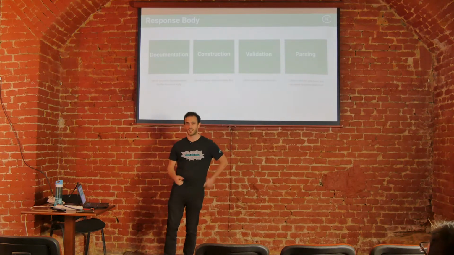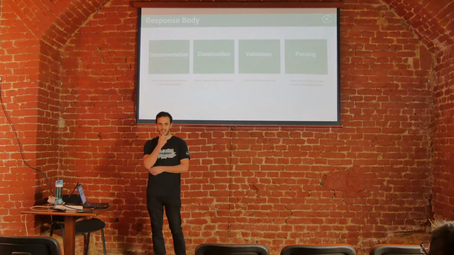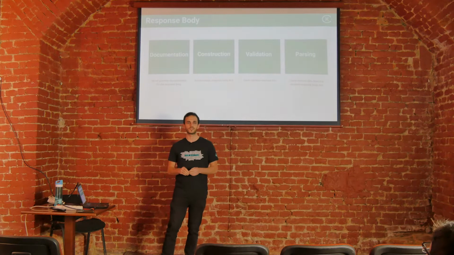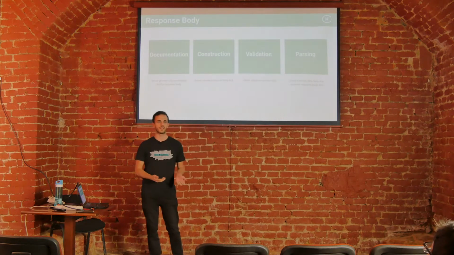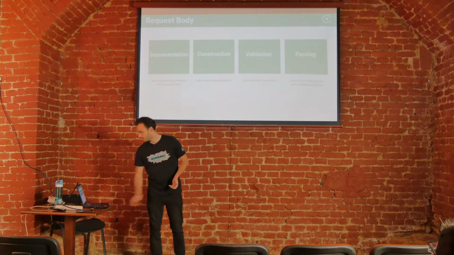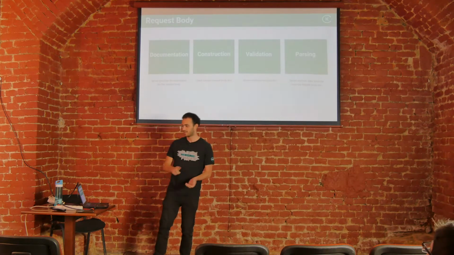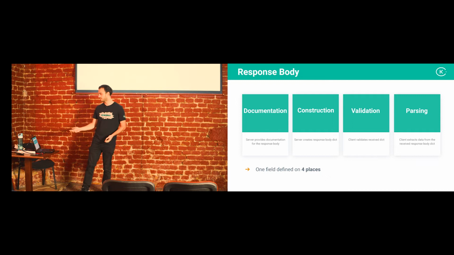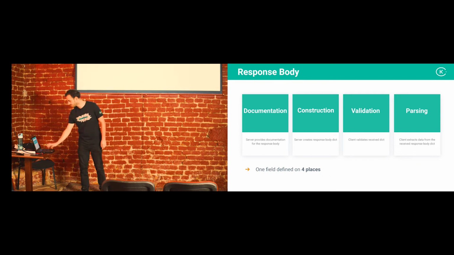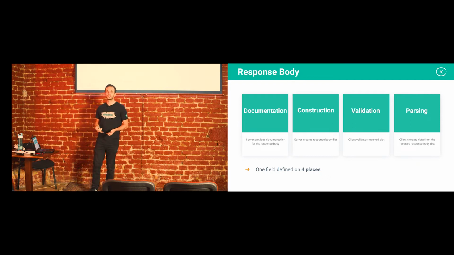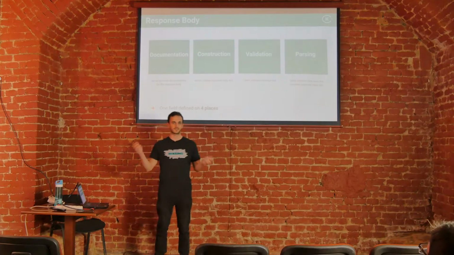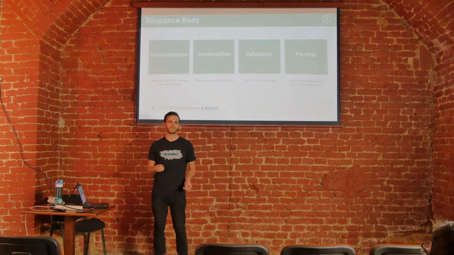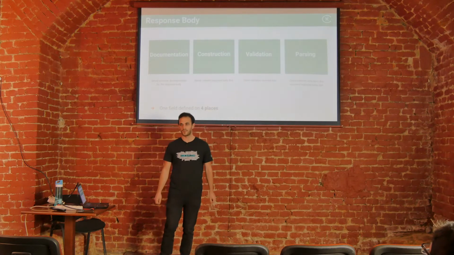And if this is not done in any smart way, how many places do you need to touch if you would like to, for example, add one field to, let's say, the request body? You need to touch the documentation, construction, validation, and also parsing. So you need to touch basically 4 places. It is similar for the response body. And do you know how difficult it is to maintain such a thing if it is spread over 4 places? And how difficult it is not to forget some of these instances?